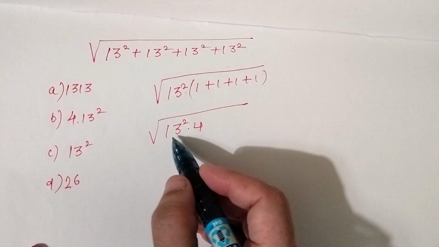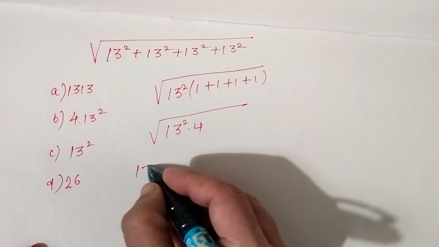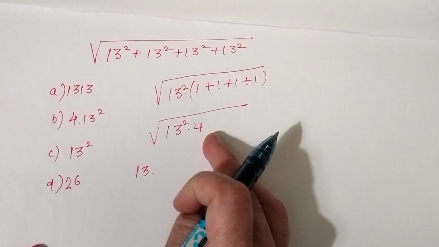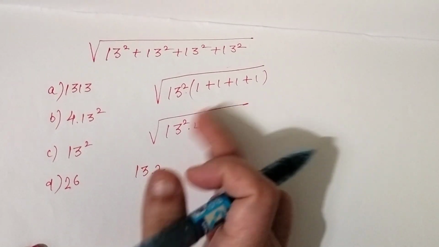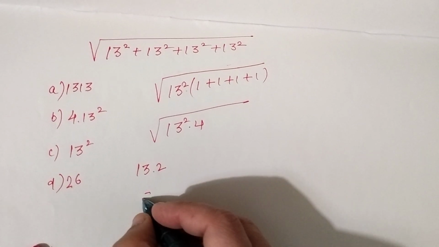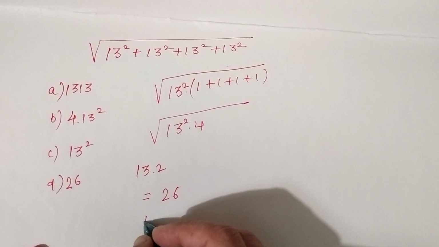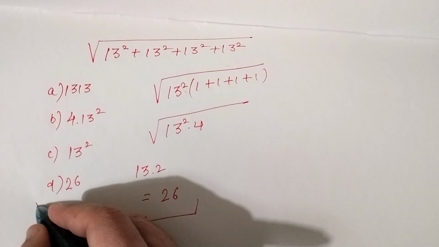So what we'll do, we have 13 square, it will come out as 13, and then 4 is 2 square, so it will come out of the under root, it will become 2. What is 13 times 2? It is 26. So that is our option D.